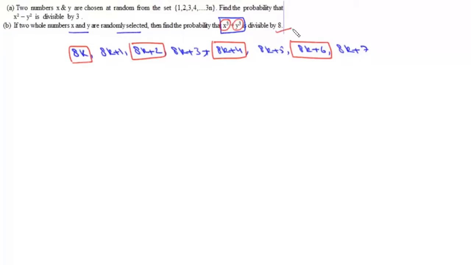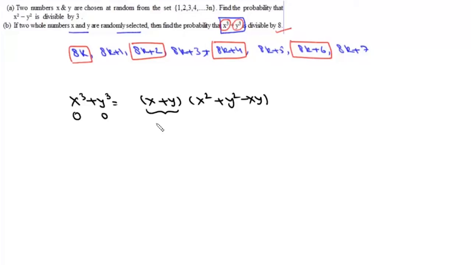Now, what if x and y are odd? If we look at x cube plus y cube, it will be x plus y times x square plus y square minus xy. If both x and y are odd, then x plus y will be even, x square will be odd, y square will be odd, and x into y will also be odd. So this entire expression will be an odd number.